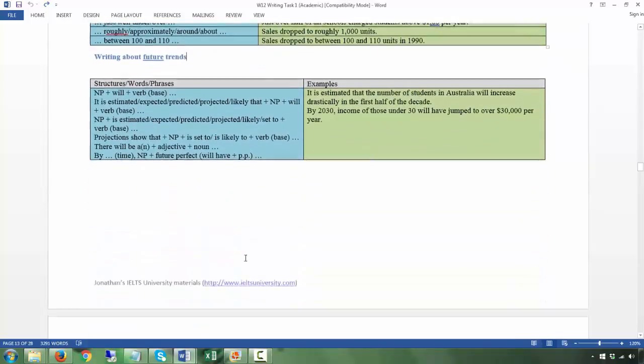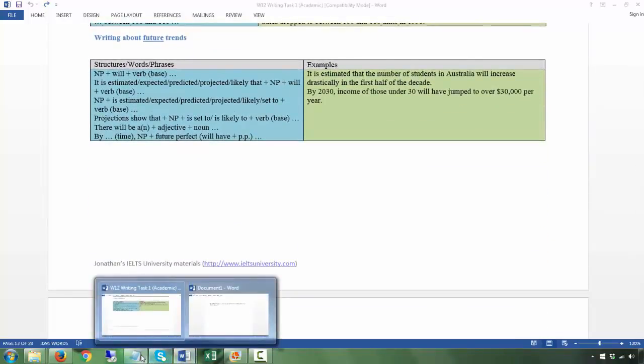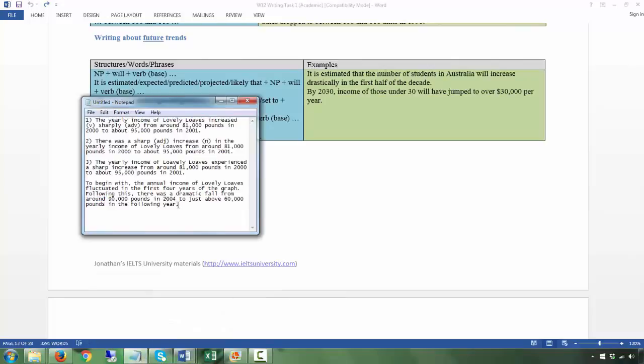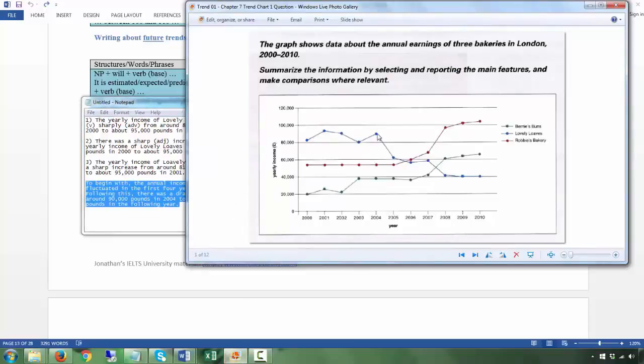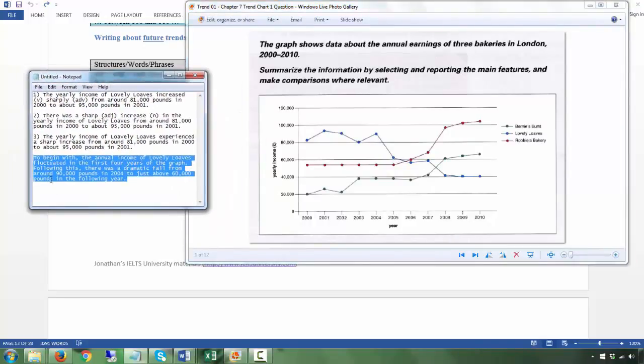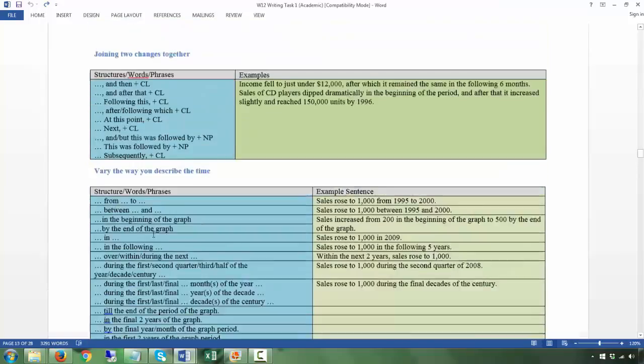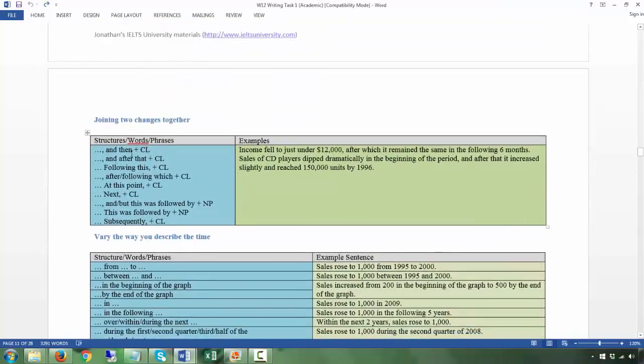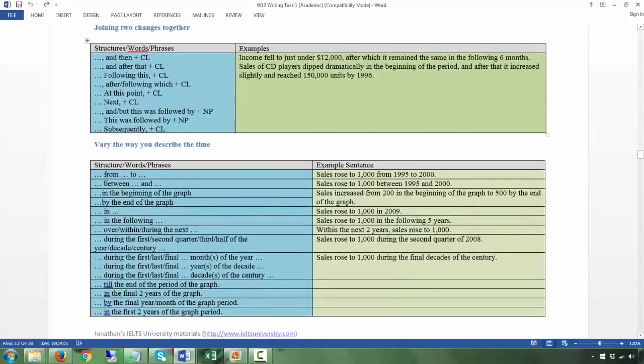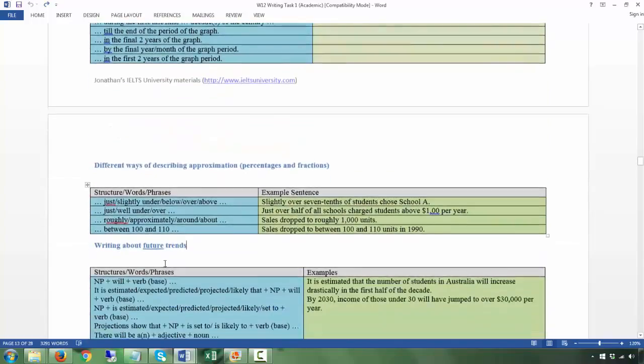Okay, so basically what we have so far, we've gone through this. I've just showed you how to write these two sentences describing this part, fluctuation, dramatic fall, using two different sentence structures. This one is one, this one is another, and then using a variety in terms of the way. Firstly, we use connecting two changes together. We vary the way you describe time. We vary the way we describe approximation.